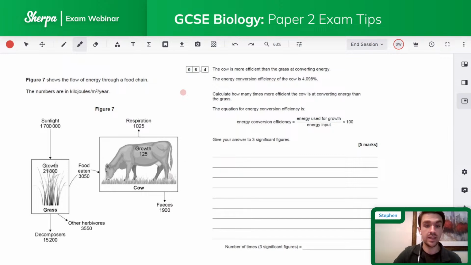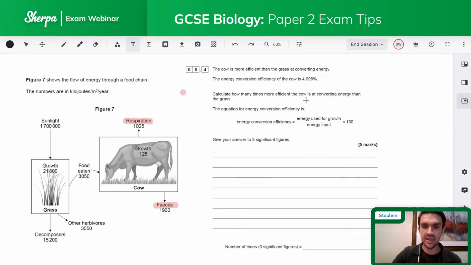This could quite easily be an exam question in itself. Why is not all of the energy converted to growth? Well, it's lost through metabolic processes like respiration or through feces. Over on the right here, the cow is more efficient than the grass at converting energy. The energy conversion efficiency of the cow is 4.098%. Calculate how many times more efficient the cow is at converting energy than the grass.